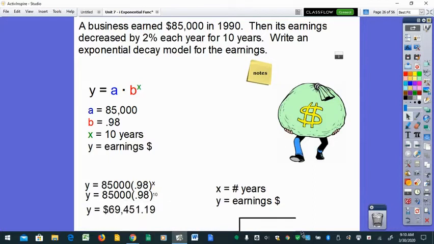And you should see that the business is $69,451.19. And again, we're going to always round to money, which would be the second decimal place. Notice how much the value of that business has dropped in 10 years.